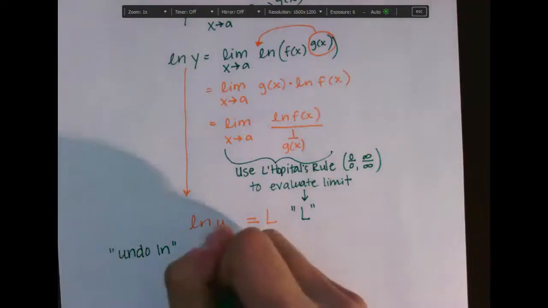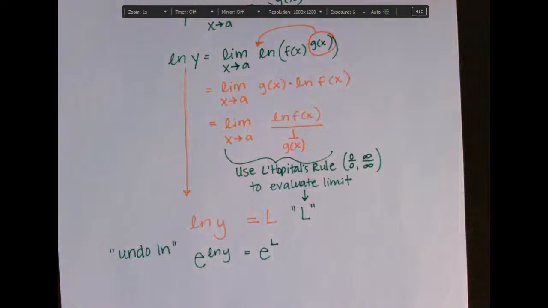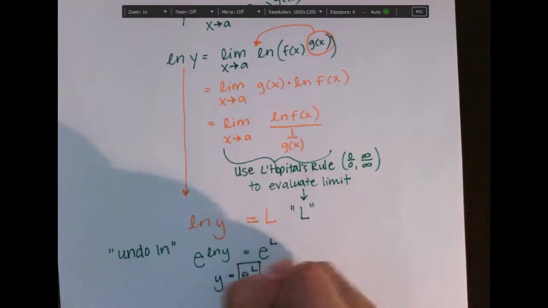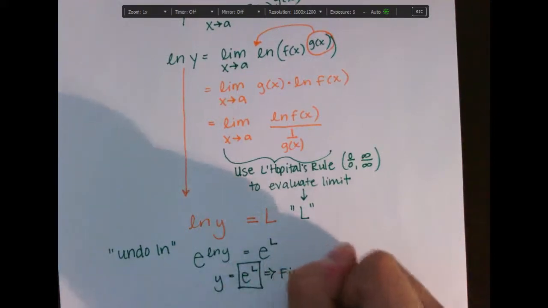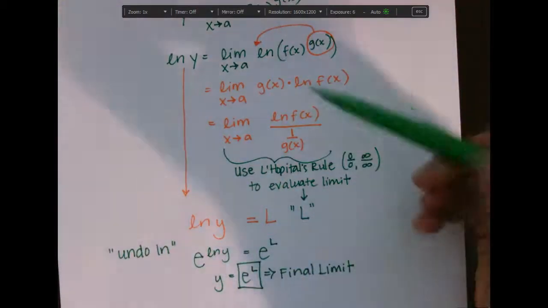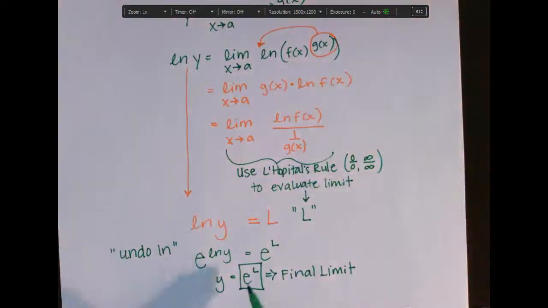Do it. And what undoes a natural log is an e. So if I take e to the natural log of y, anytime you take e and raise it to a power of the natural log, those two things cancel out and you're just left with y. So ultimately, my final limit will have to be determined by taking the limit that I calculate using L'Hopital, and e to that limit is my final answer.